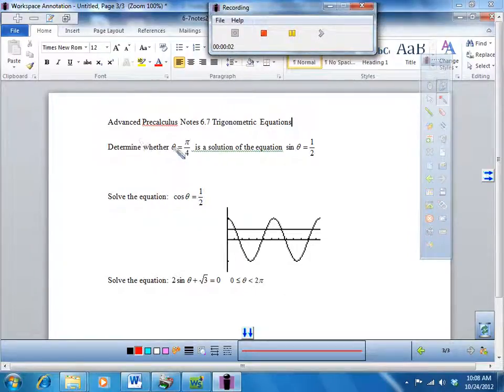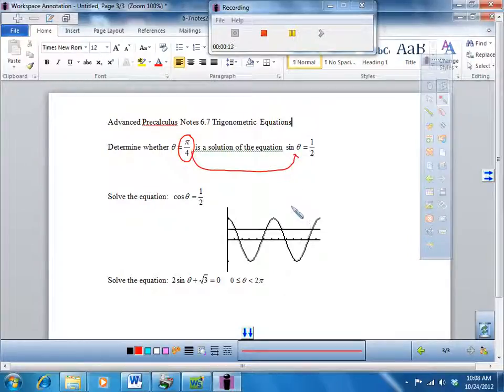So what you do to determine whether theta is equal to pi over 4 or theta equals pi over something is a solution. So all you do is you plug this in here. And is sine of pi over 4 equal to 1/2? No. So the answer to this is no. Whoa. Isn't that hard? That was so hard.